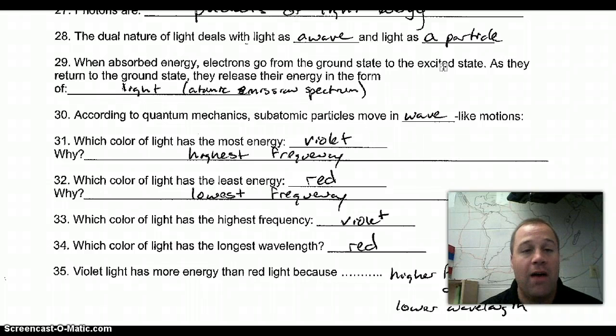For number 31 to 35, you're basically just hammering home the same points here. The color of light with most energy is violet. Why? Because it has the smallest wavelength, the highest frequency. And the higher frequency you have, the higher energy you have.